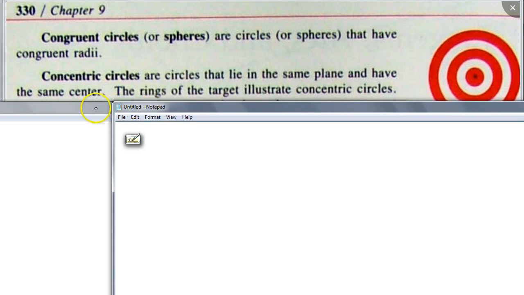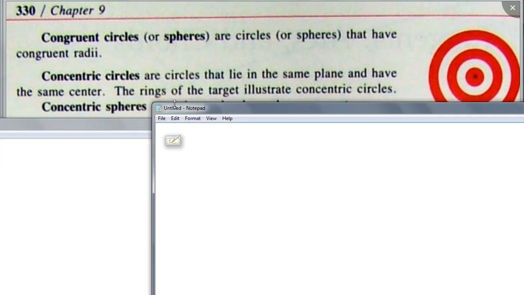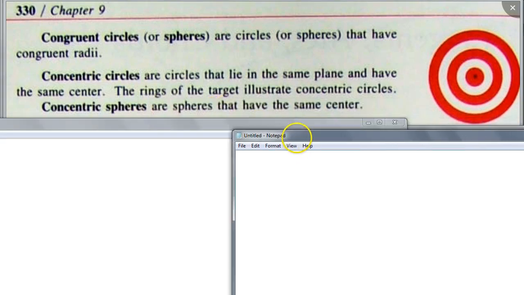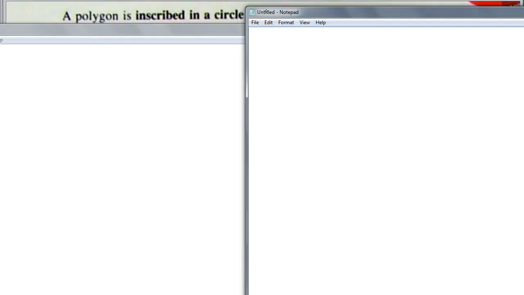Concentric spheres. Okay, Narek, what do you think concentric spheres are? These are spheres that lie in the same plane. They have the same center. They're not going to be in the same plane, are they? Because spheres are three-dimensional things. Yeah. So these are spheres that have the same center. You guessed it right. Okay, so go ahead and write it down. Concentric spheres. They look like the Earth.